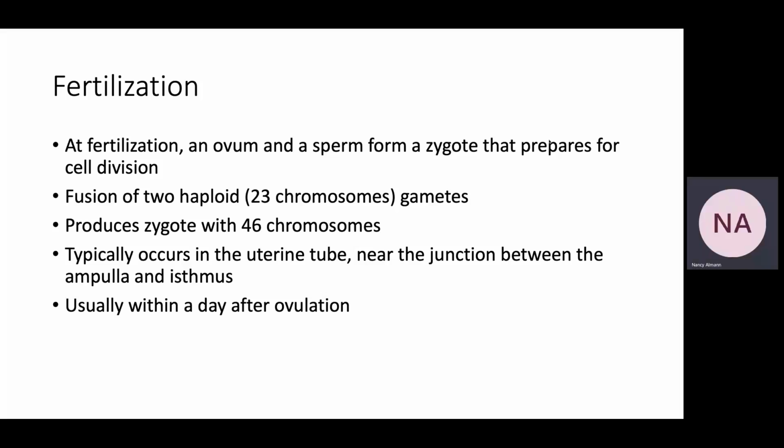Remember, you have the fusion of two gametes that are haploid. In other words, fancy way of saying they each have 23 chromosomes. The zygote that they form will have 46 chromosomes, 23 pairs. We know that it generally happens in the uterine tube, between what's known as the ampulla and the isthmus. Usually it happens within a day after ovulation.